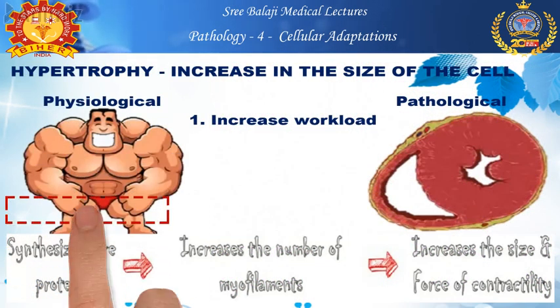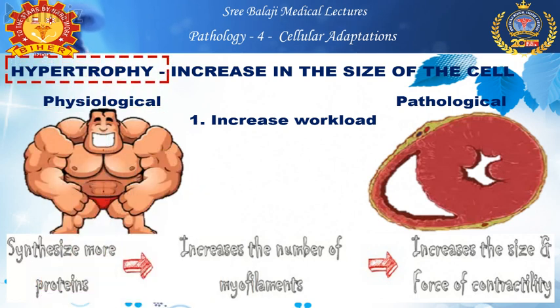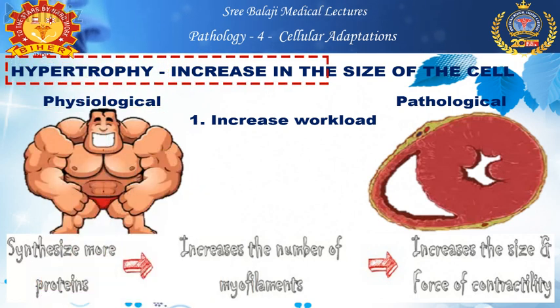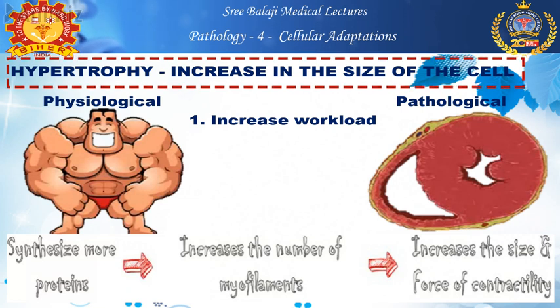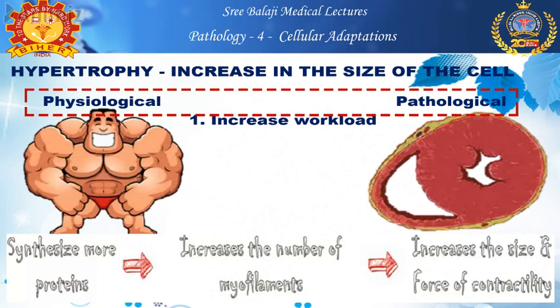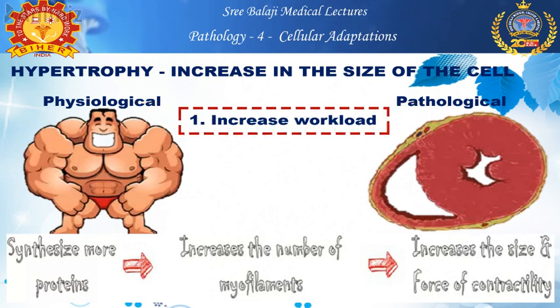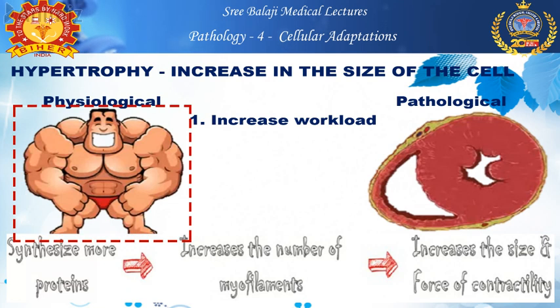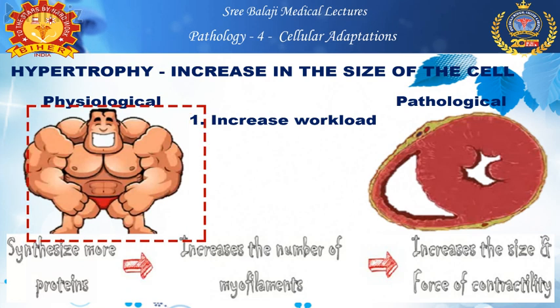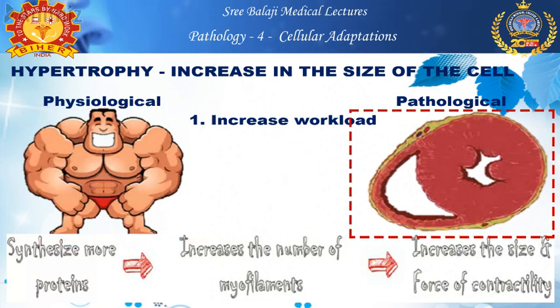The next cellular adaptation is hypertrophy. Hypertrophy is an increase in the size of the cell. Again it is of two types, physiological and pathological. The first cause is increased workload. In physiological hypertrophy, the best example is the muscle mass of people who work out. The pathological condition is hypertrophy of the heart.